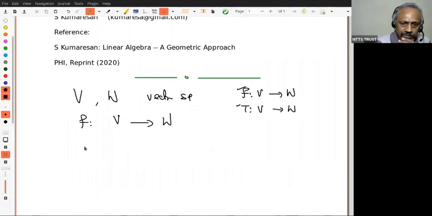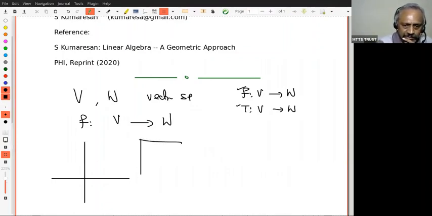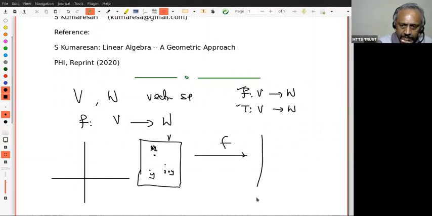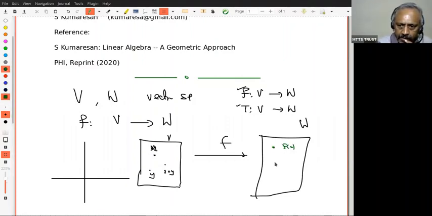So what do I have now? Let me draw this. This is my V. This is my V, with elements X and Y. Then this is my X plus Y, in V. Then this is my f, and this is my W. Then this is my fx, this is my fy, and this is my f x plus f y.